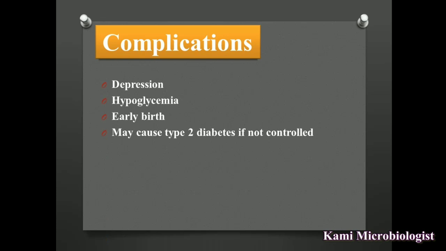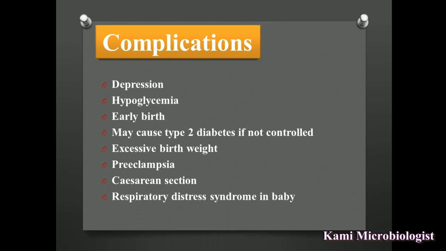Next, there may be chances of type 2 diabetes if it is not controlled. Then there will be excessive birth weight, meaning the baby has excessive weight. There can be pre-eclampsia. There may be chances of cesarean section, which means childbirth through operation. Next is respiratory distress syndrome in the baby, meaning the baby feels difficulties in respiration. In this case, artificial respiration will be provided to the baby.